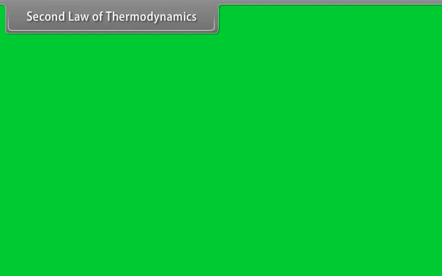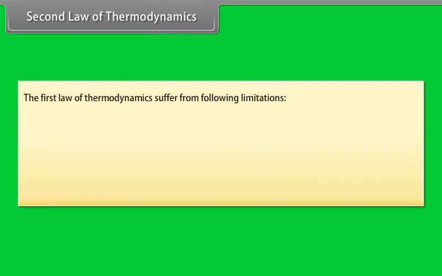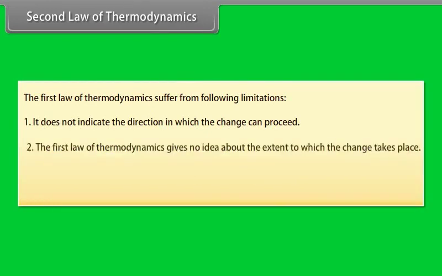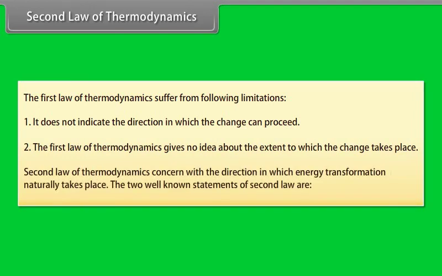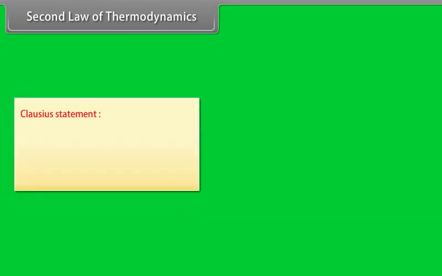Second law of thermodynamics. The first law of thermodynamics suffers from the following limitations. Number 1. It does not indicate the temperature at which change can proceed. Number 2. The first law of thermodynamics gives no idea about the extent to which the changes take place. The second law of thermodynamics is concerned with the direction in which energy transformation naturally takes place. The two well-known statements of the second law are: Clausius statement.